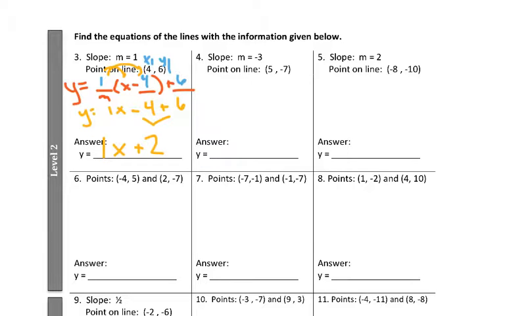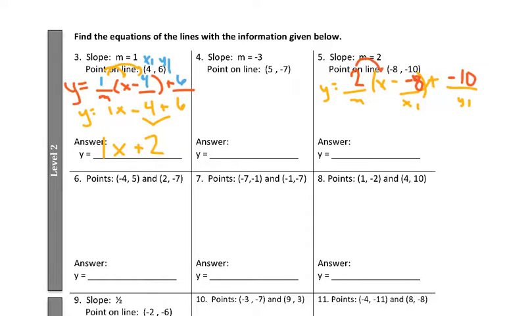Let's do question 5 together. So for question 5, same thing. We're going to do y equals blank, parentheses, x minus blank, parentheses, plus blank. We're going to have our slope, then x1, and then y1. Alright, so in this example, our slope is 2, and then our x1 is negative 8, and then our y1 is negative 10.